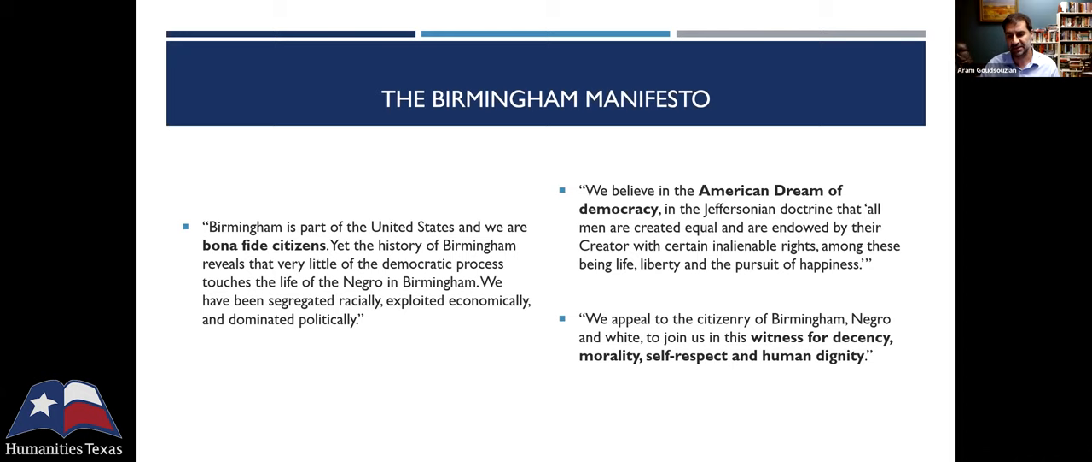So you can understand why this document might be used to set forth the goals for this Birmingham movement that's going to begin in the spring of 1963. It builds upon the past. It paints African Americans as worthy participants in democracy. There's a certain optimism attached to it, a certain faith in the American dream of democracy, even as it is highlighting the ways that African Americans have been excluded from that democratic tradition.